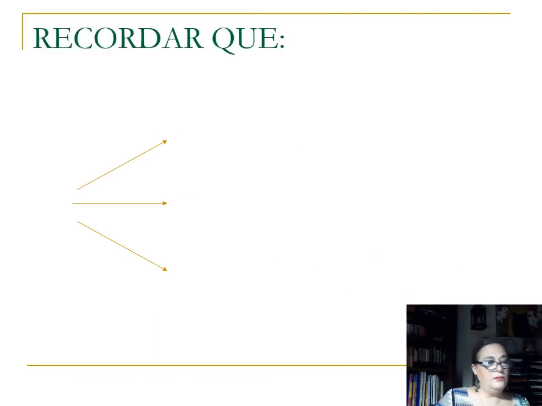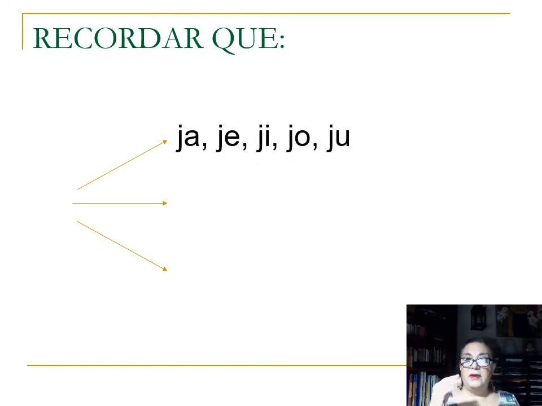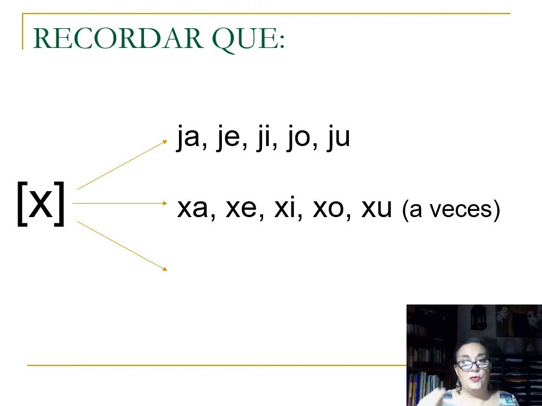So the sound of the X, of course, phonetically we use it as X, but it's not X. We are talking about that sound of the J, of house, but strong. Remember that we use it with a J, like ha, he, hi, ho, hu. We use it with X, see? Ha, he, hi, ho, hu, but we have to learn with which ones. Not all of them we use it with ha, he, hi, ho, hu.